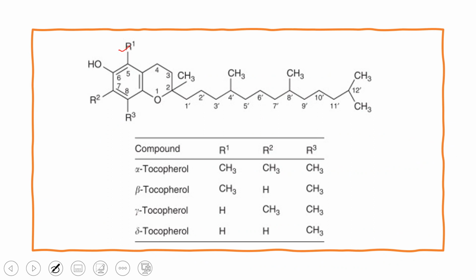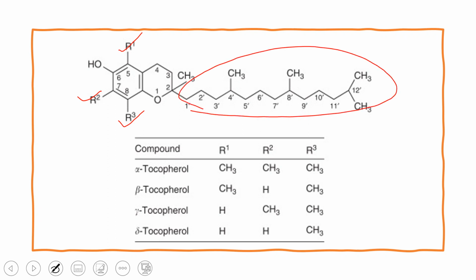So here also you will have methyl, here also you will have methyl, here you will have methyl. So if this side chain is saturated, we will call it alpha tocopherols. If this side chain will have double bond, we will call it alpha tocotrienols.